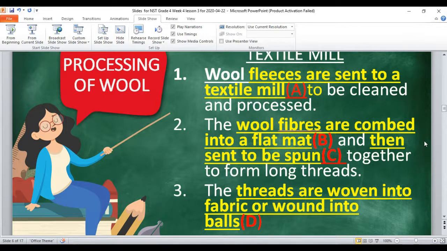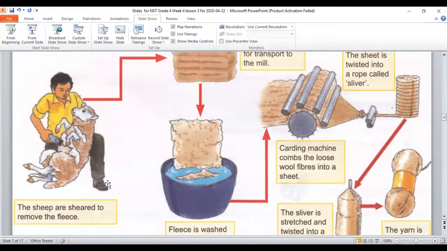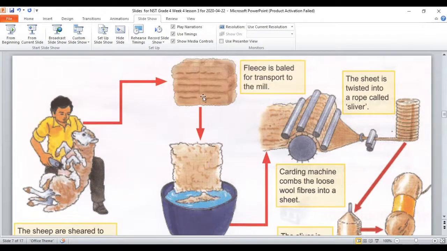So now let's see the picture that shows this process. Here is the picture. As you can see on the picture, this person is shearing this sheep to remove what you call the fleece, because it is now going to be called fleece after it has been sheared. Then these are the bales. They are cleaned, then transported to the mill. You remember the place where the wool is processed is the mill.